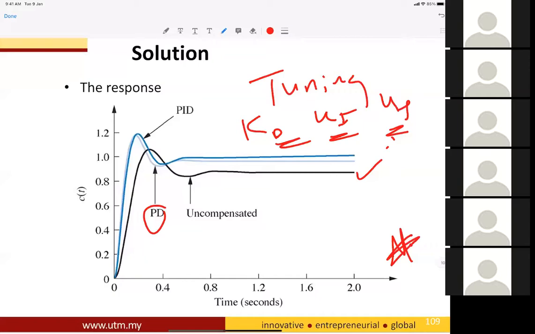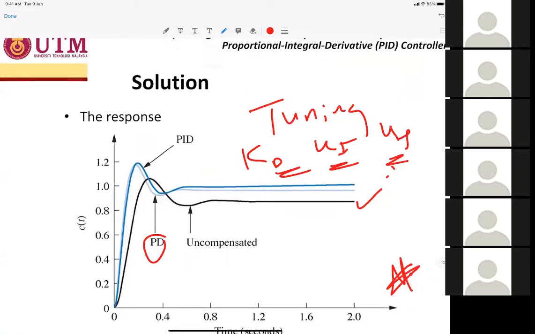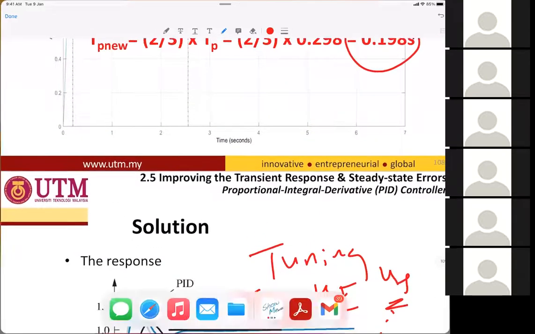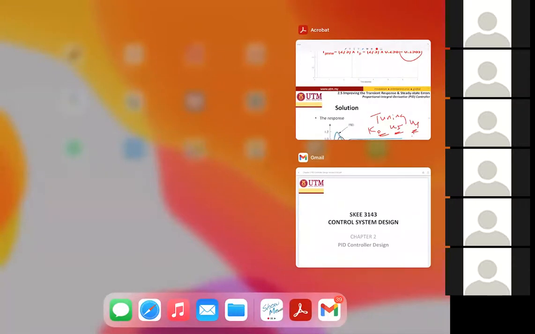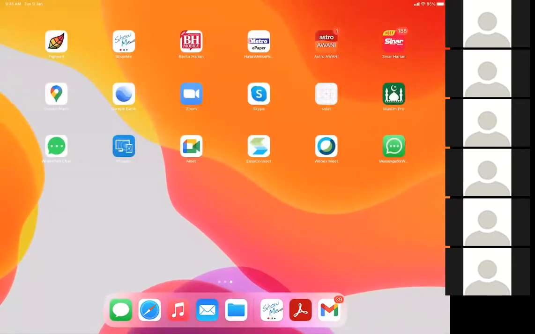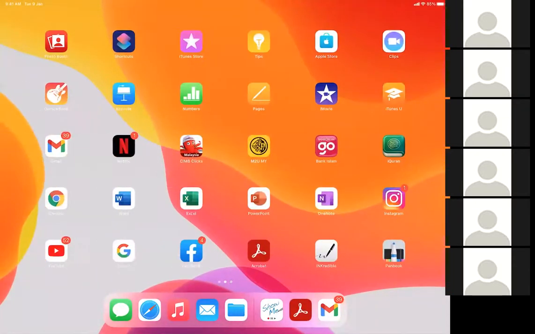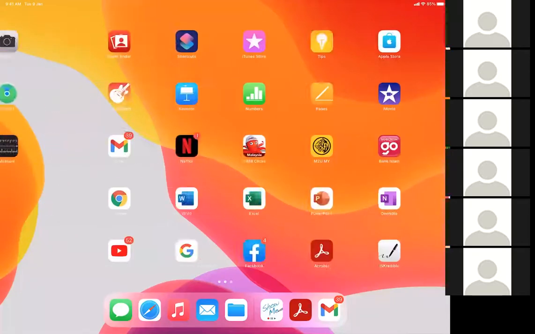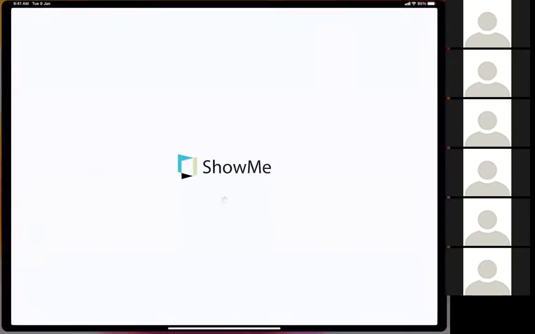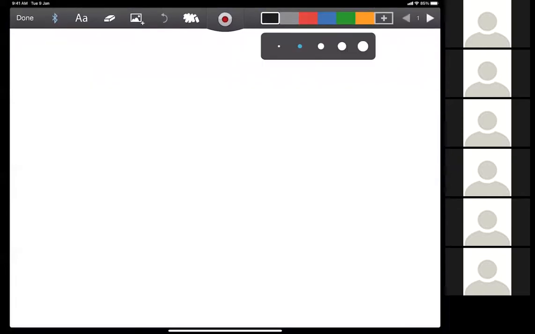Sir, can I ask about the third pole? The third pole is the pole that's closest to the jw axis, right? Yes, third pole. Far away. Farthest. There is a ratio for it, right? Third pole. Like the example just now.